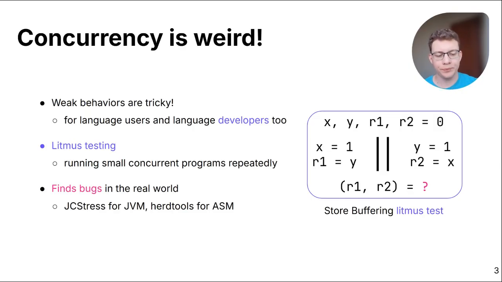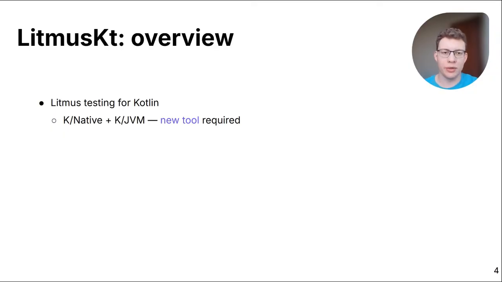And as the company developing the Kotlin programming language, we became interested in doing litmus testing in Kotlin. One of the key Kotlin features is multi-platform, which means we want to do litmus testing not only on JVM, but also Kotlin Native. And no existing tool could do it. So we decided to build our own tool, which we named LitmusKt.